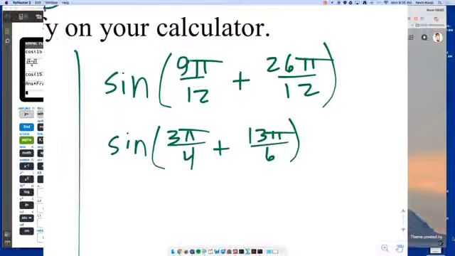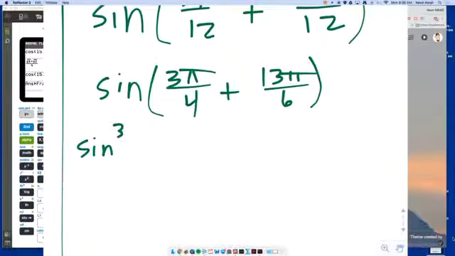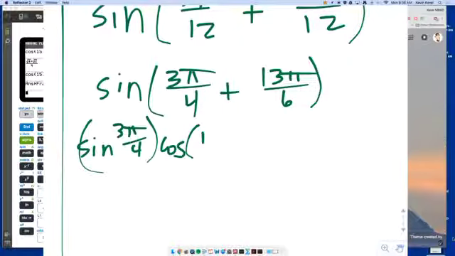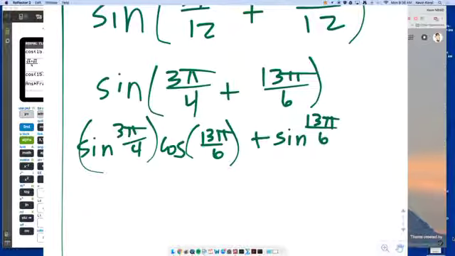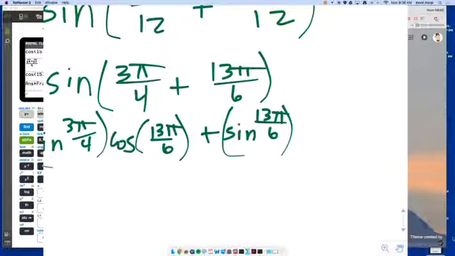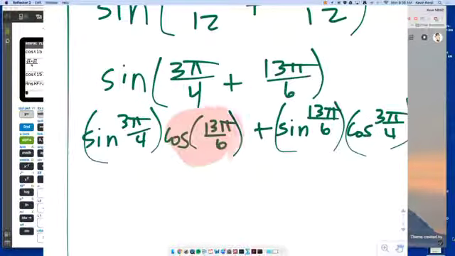So you can't simplify just yet. You're going to simplify after you expand. So you get sine of the first, cosine of the second, 13 pi sixths. Same sign, so plus, now sine of the second times cosine of the first. And now you're staring at cosine of 13 pi sixths and sine of 13 pi sixths. 13 pi sixths is not on the unit circle, but because it's a pi sixth multiple, it's coterminal with 1 pi sixth.